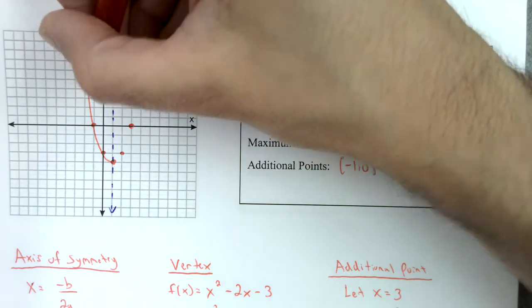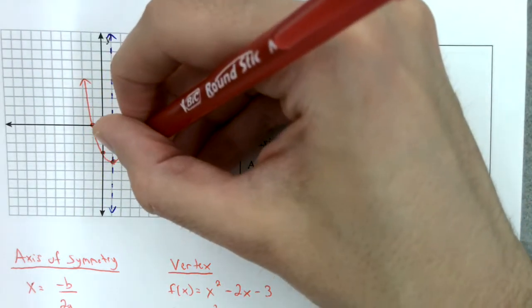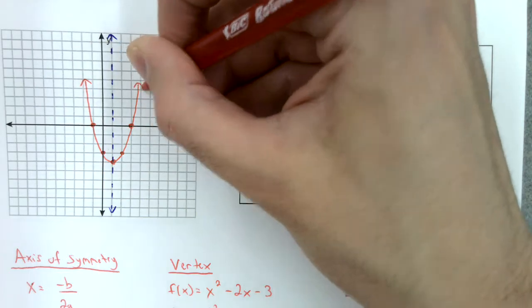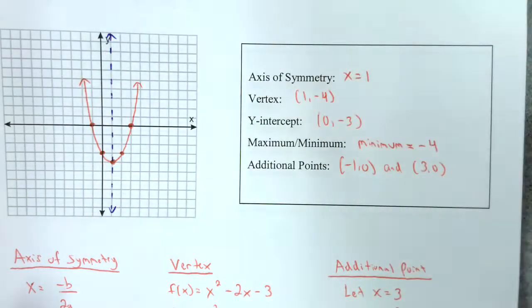Okay. Again, these are U-shaped, not V-shaped. Just be careful for that. And that looks good to me.